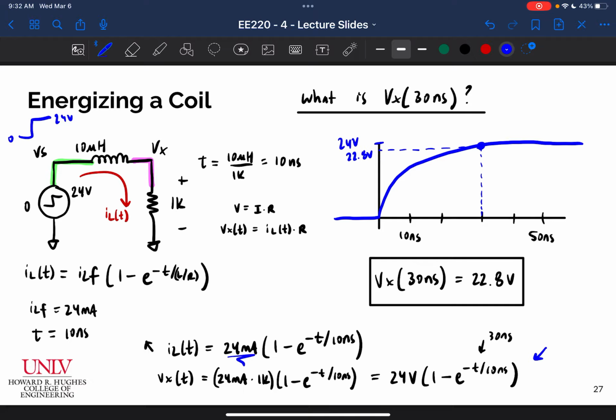And so hopefully this makes sense. Obviously, if you have any questions, feel free to ask. This has been a couple of pretty good examples for energizing a coil. And in the next video, I will talk about energy storage in an inductor. Once we have energized the coil, what is the energy stored, basically? And then after that, we'll go into de-energizing the coil.